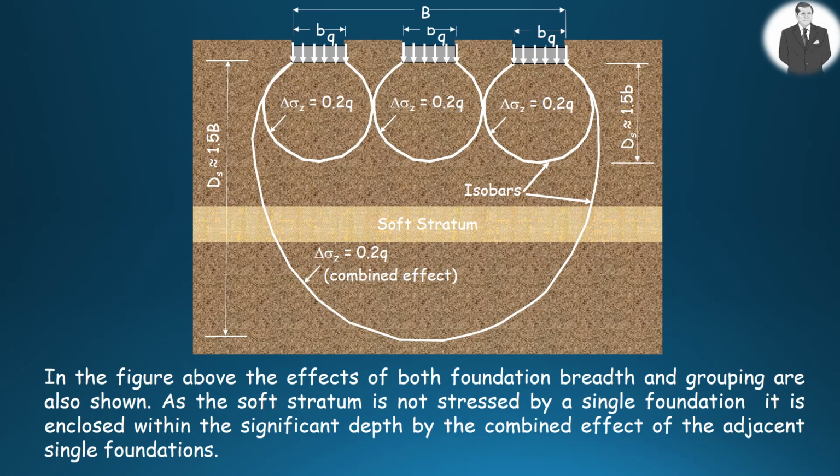In the figure above, you see the effects of both foundation breadth and grouping. Although the soft stratum below footings is not stressed by a single foundation, it is included within the significant depth by the combined effect of the adjacent single foundations. This tells us that we should place the foundations at a clear distance from each other so that their isobars do not collide.